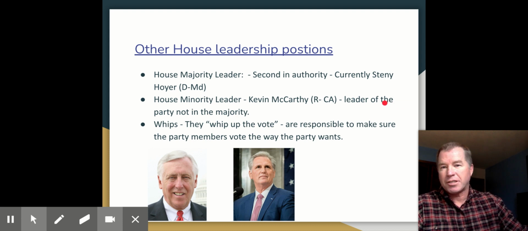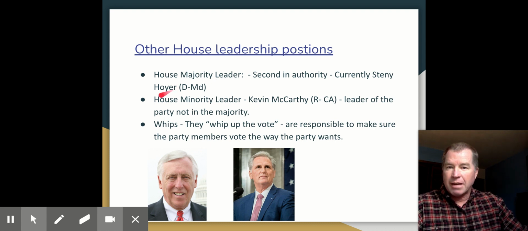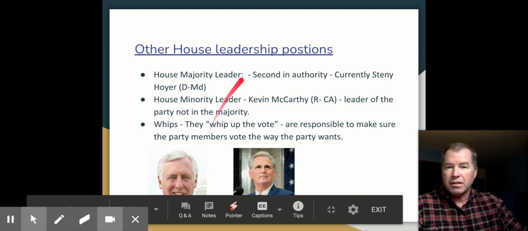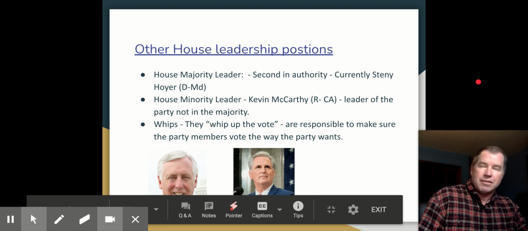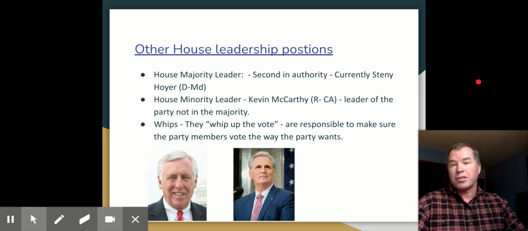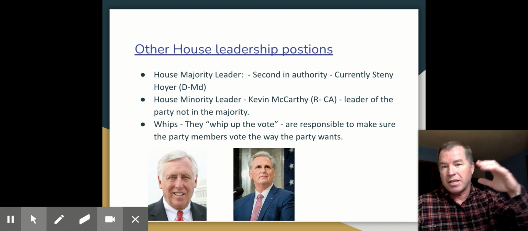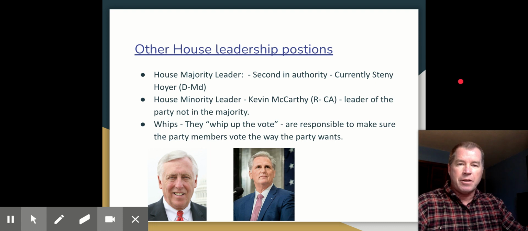Okay, other positions in the House. The House Majority Leader, not the Speaker, is a guy named Steny Hoyer. That's him right here. He is kind of the second in command of the House. Seems like he should be first, but the Speaker is first. The Majority Leader, he's a Democrat, is kind of second.